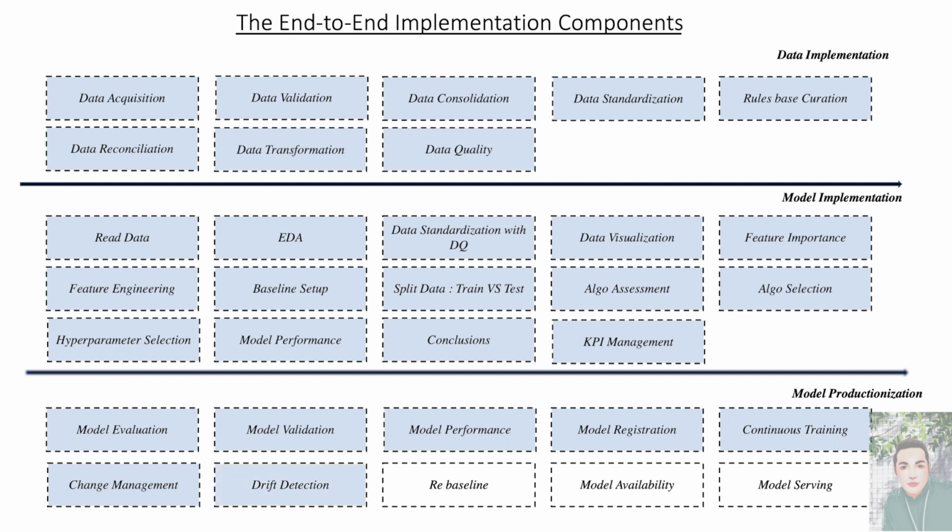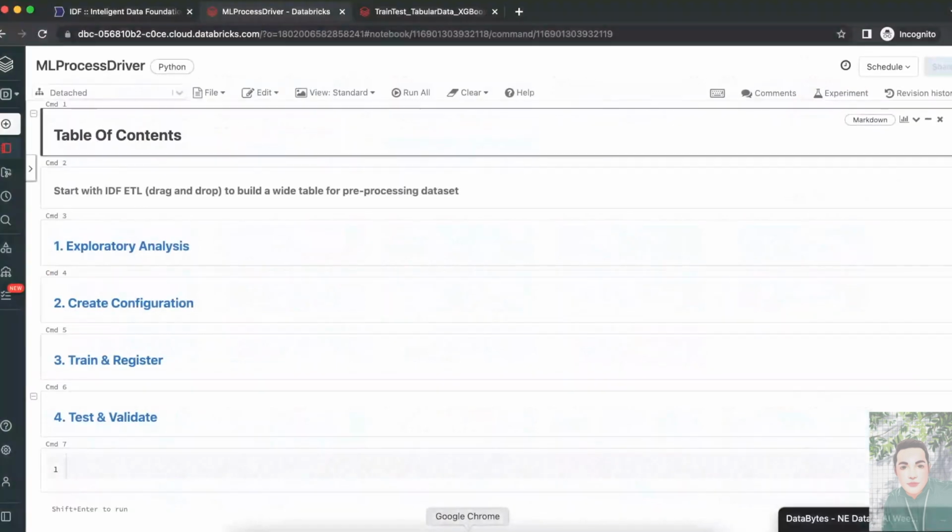Drift detection in terms of data, in terms of what the model's meaning should be. Rebaseline the data, rebaseline the models. Ensure model availability. If the model is supposed to be 24/7 available, ensure that model availability is justified, and then serving the model either as an API or a batch. All of this combined together becomes the MLOps solution.